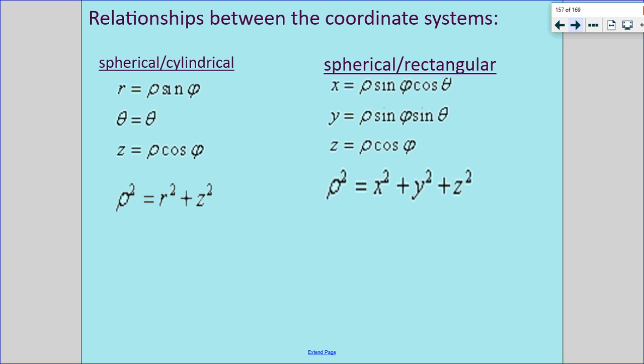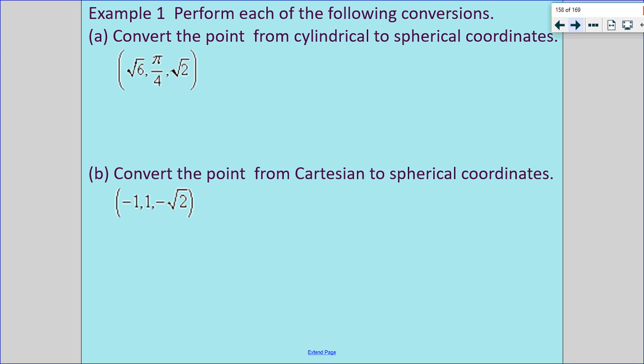All right, you guys ready to do some conversions? So we're going to begin by converting coordinates, and then we'll move out to surfaces. So let's convert this point from cylindrical to spherical coordinates. It always helps me to label. So this is r, theta, z.